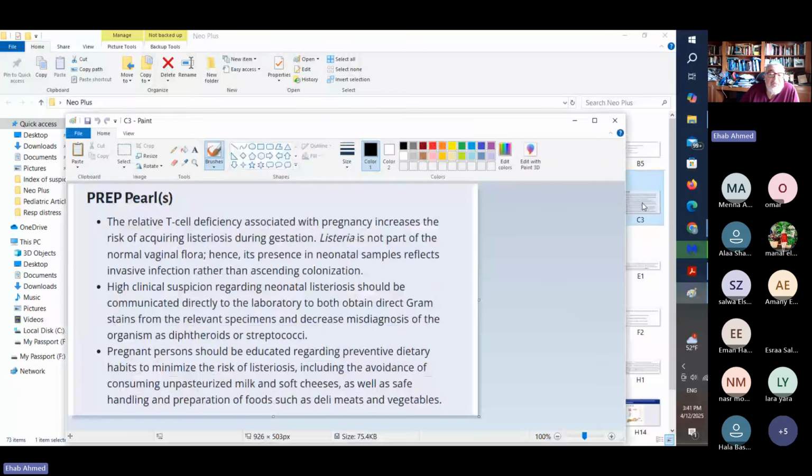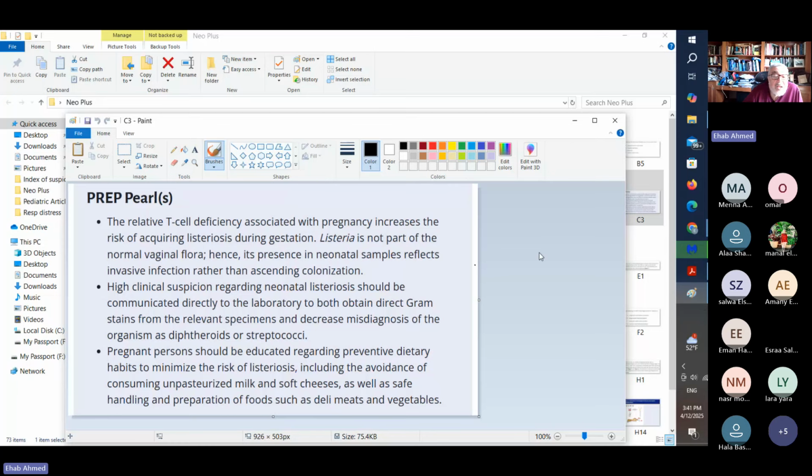The relative T cell deficiency associated with pregnancy increases the risk of acquiring listeriosis during gestation. Listeria is not part of the normal vaginal flora. So it's something weird when you have listeria affecting the baby and even the mother. It is not part of the normal vaginal flora like the GBS. Hence, its presence in neonatal samples reflects invasive infection. It is an invasive transplacental infection more than an ascending infection from colonization of the genital tract of the mother.